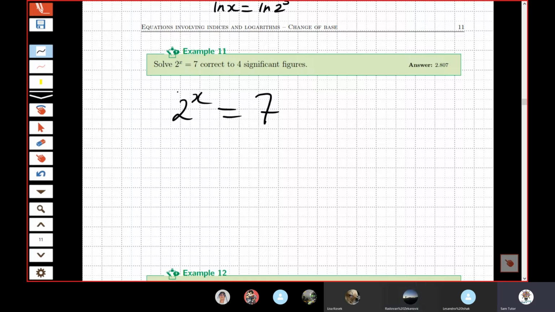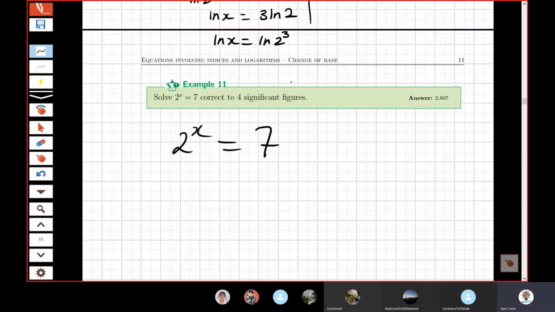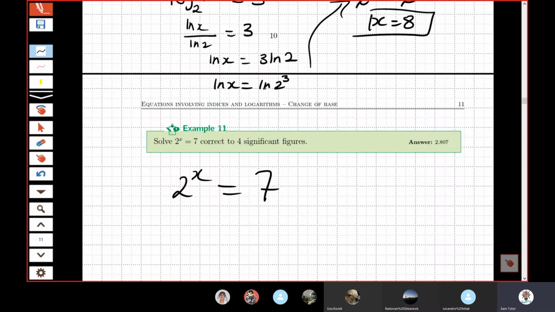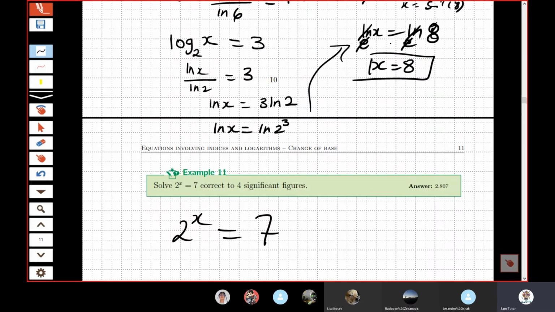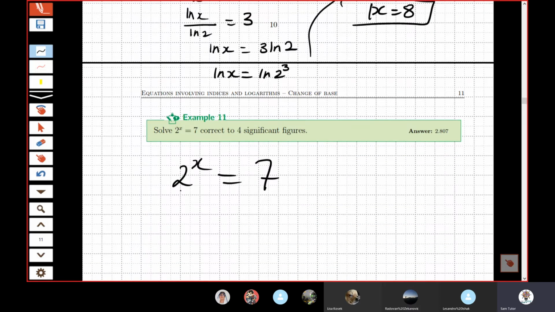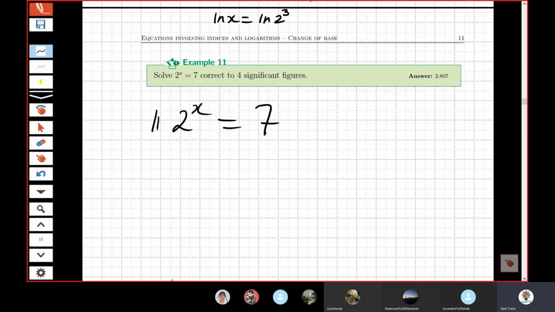How do I get rid of the exponential? What's the opposite of an exponential? A log. So what do you do to both sides? Log them. All right, but let's go back here. How do I get rid of an exponential? Log them. So now you've got this.